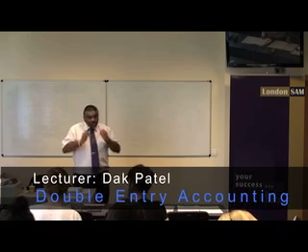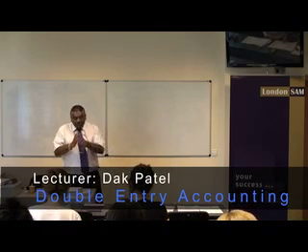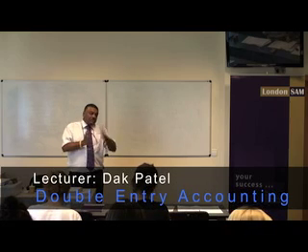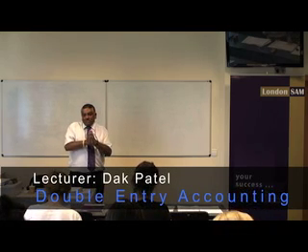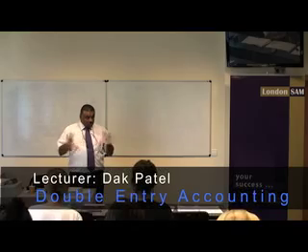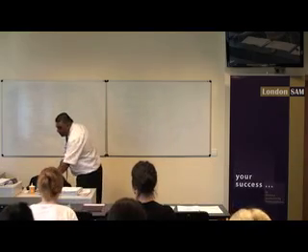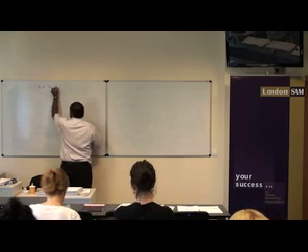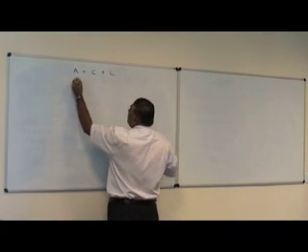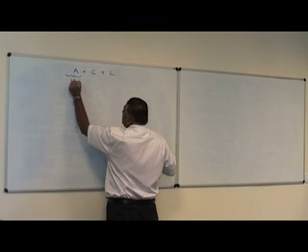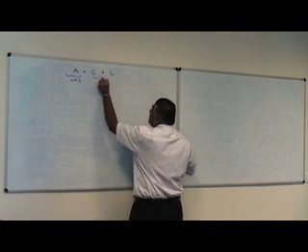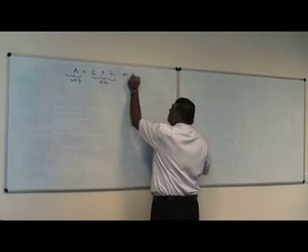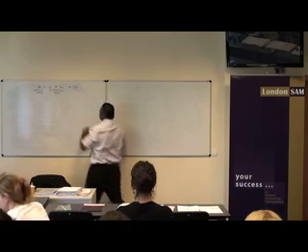Double entry, double means two. So it's called a dual effect. Dual effect means if you do anything on the left hand side, you have to counterbalance it on the right hand side to balance the books. Now remember I said the accounting equation is assets equals capital plus liabilities. This is your left hand side, forget debit and credit at the moment, and that's your right hand side. Don't forget this only applies to the balance sheet and nothing else.